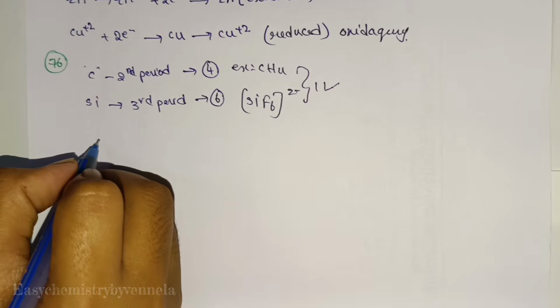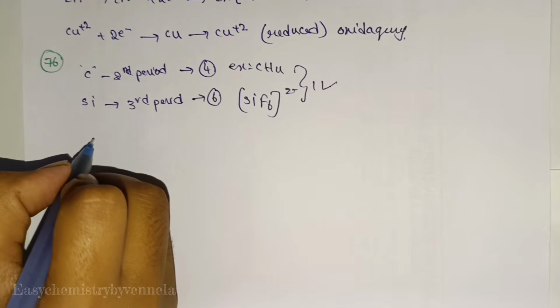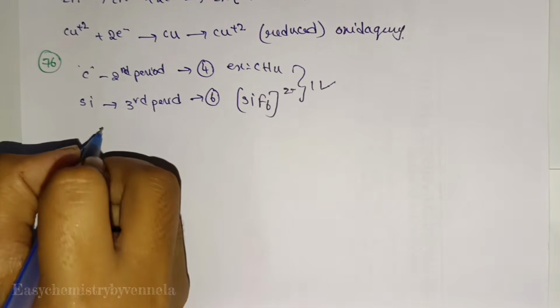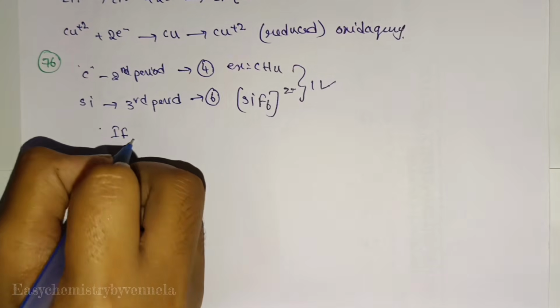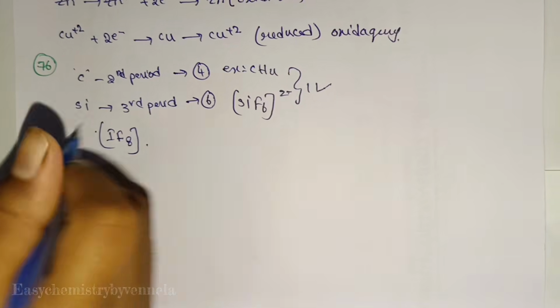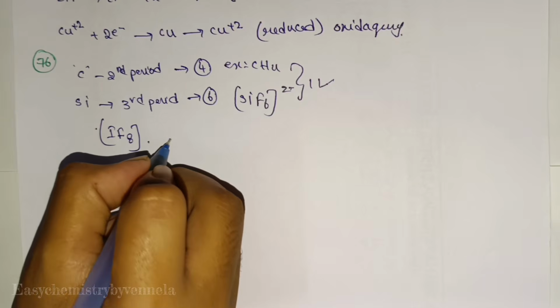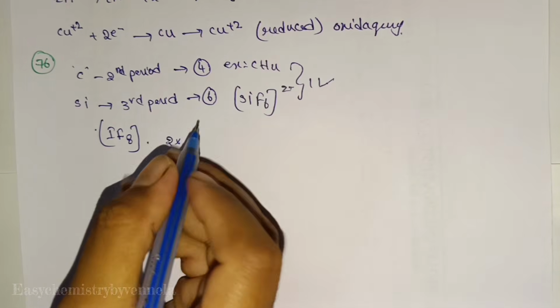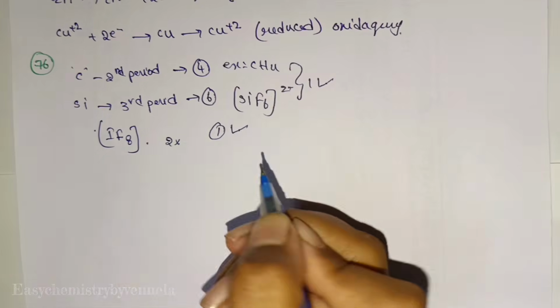Next, statement 2. Some elements exhibit covalency greater than 6, not limited to 6. Example, IF8. So, the second statement is wrong. In this, what is the correct option? The first one is the correct one.